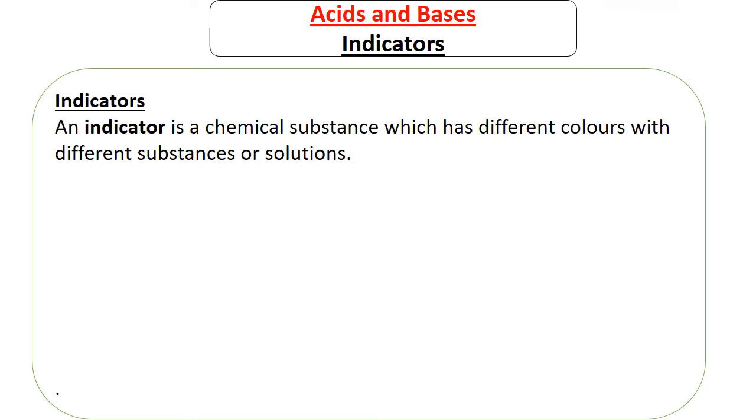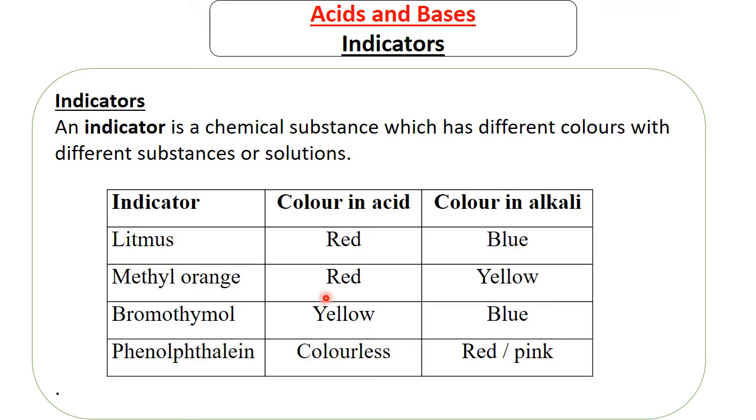Here are examples of indicators. We have litmus paper, which is an indicator. When you put it in an acid solution, it will show you red. When you put it in an alkali solution, it will show you blue. Then we have methyl orange. When you put it in acid, it will show you red. In alkali, it will show you yellow.